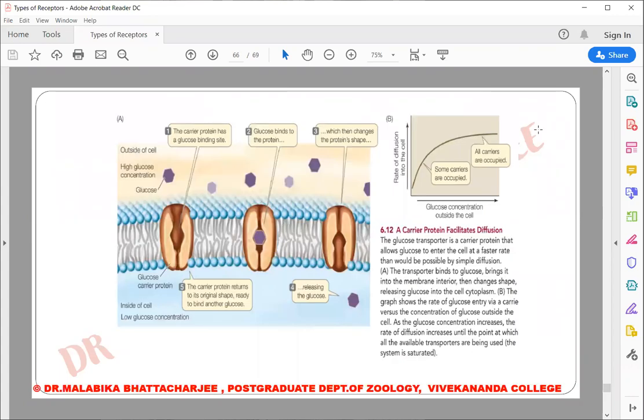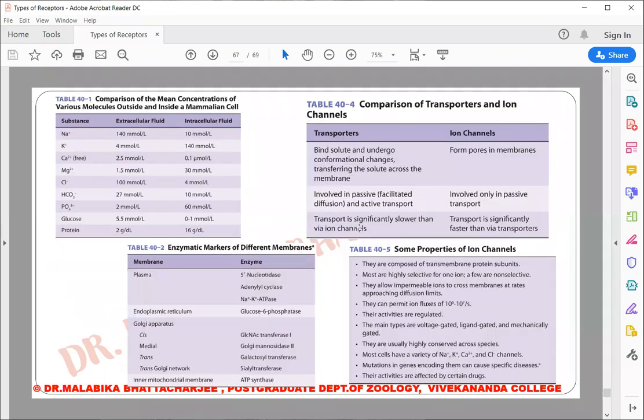And now this is another example of carrier-facilitated diffusion. Go through the pictures. These are some differences. These are some enzyme markers of different biological membranes, which might come in objective questions. So these are some enzyme markers of different biological membranes. These are some properties of ion channels.